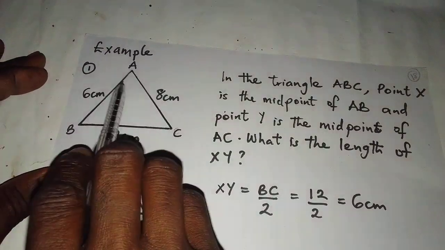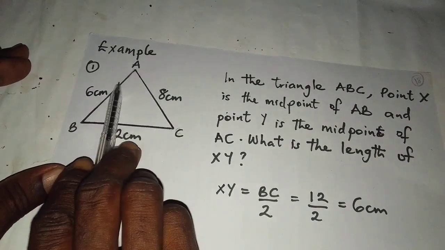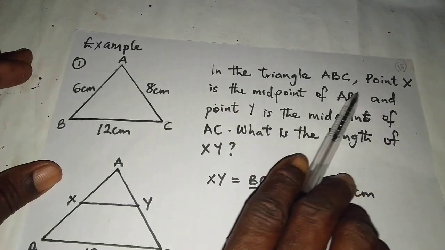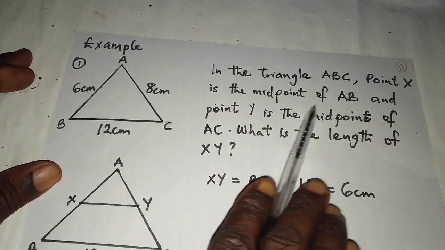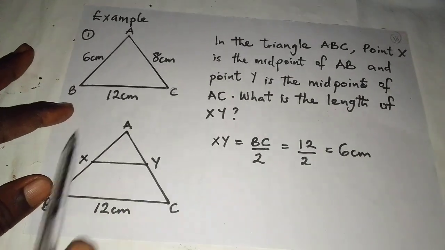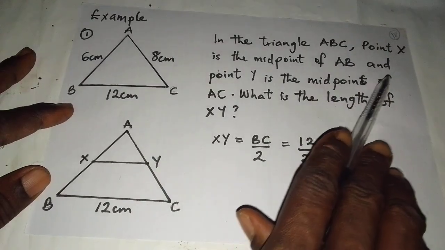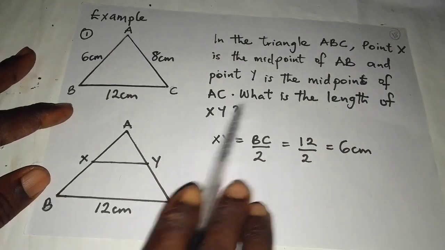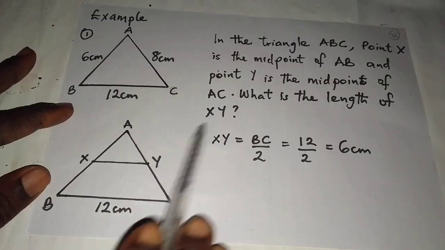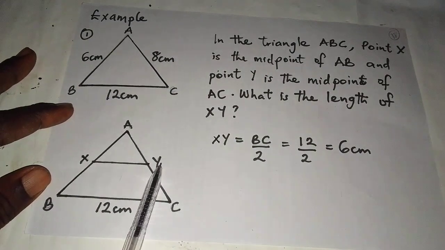Number one, we have this triangle ABC. This side is 12 centimeters, this is 6, and this is 8. In the triangle ABC, point X is the midpoint of AB, and point Y is the midpoint of AC. What is the length of XY?